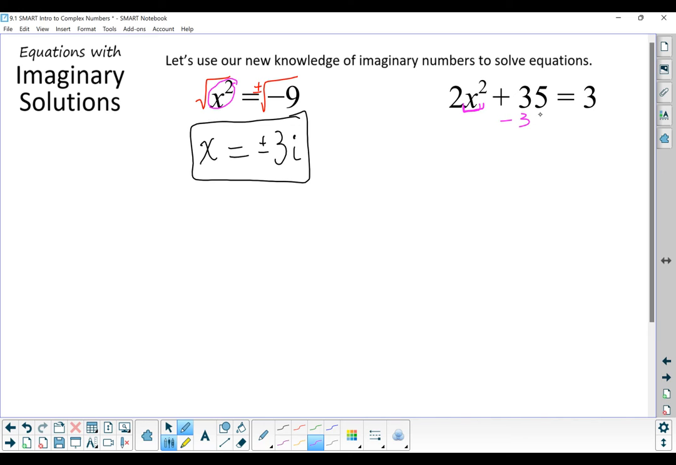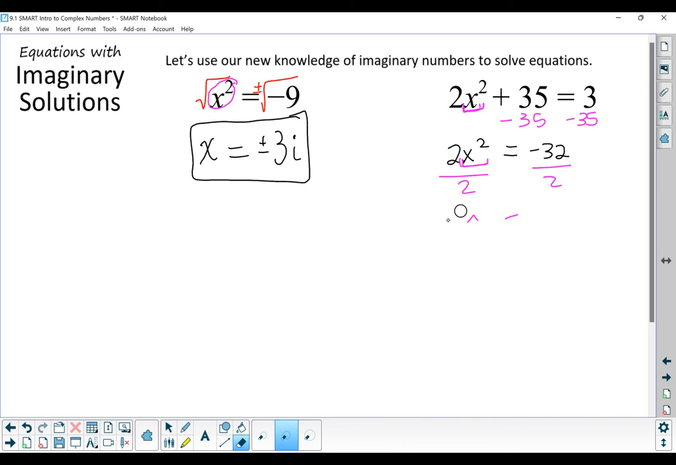So my first step is going to be to subtract 35. So I get 2x squared is equal to negative 32. The x squared is still not by itself right now. It has a 2 with it that's multiplying it. So we're going to divide both sides of our equation by 2. And now we have it isolated. Now we have our x squared by itself. We have x squared is equal to negative 16.